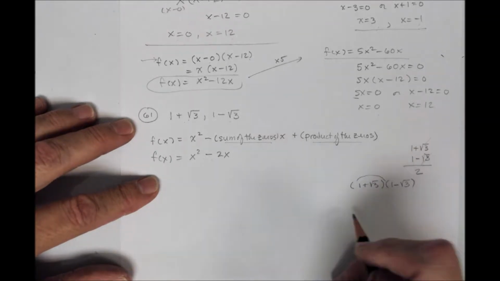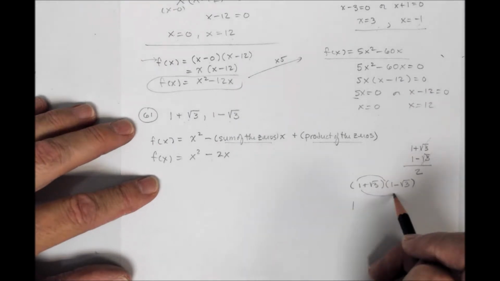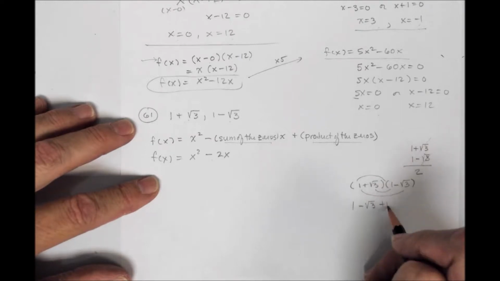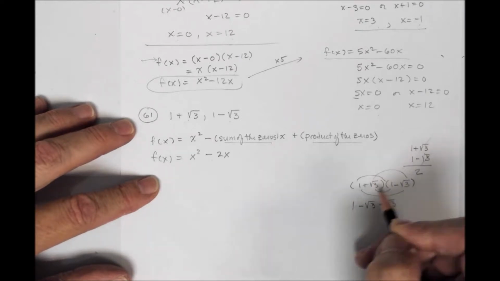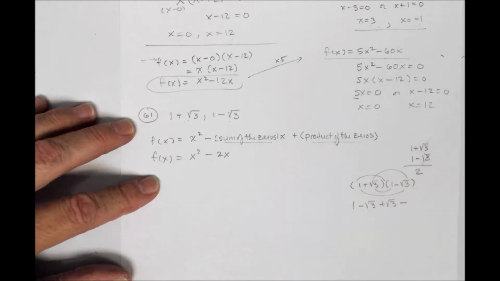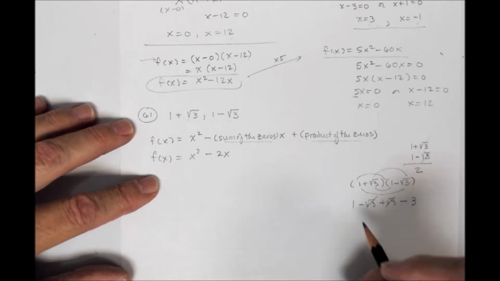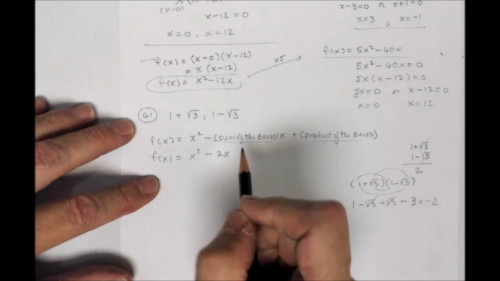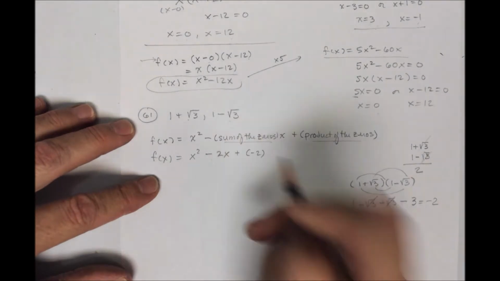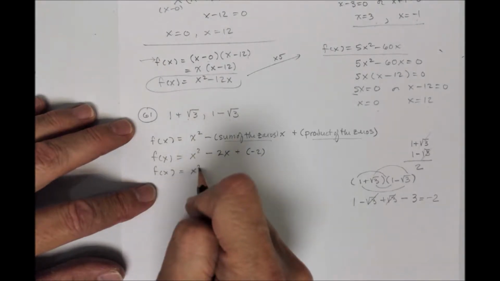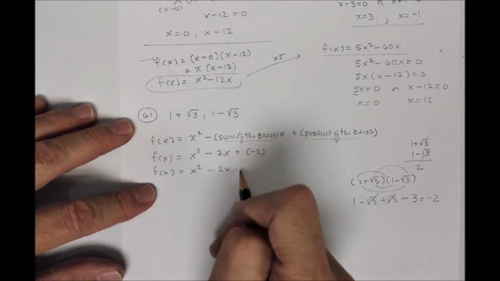So look. First, 1 times 1. Outer, 1 times minus square root of 3 is minus square root of 3. Inner, plus square root of 3 times 1 is plus square root of 3. And then last, plus square root of 3 times minus square root of 3. Well, positive times negative is negative, and square root of 3 times square root of 3 is the square root of 9, which is 3. See how these cancel? So I end up with 1 minus 3, which is negative 2. So that goes right in here. So I'm going to have plus negative 2. That looks kind of silly to write, so I would definitely write my answer as just minus 2.